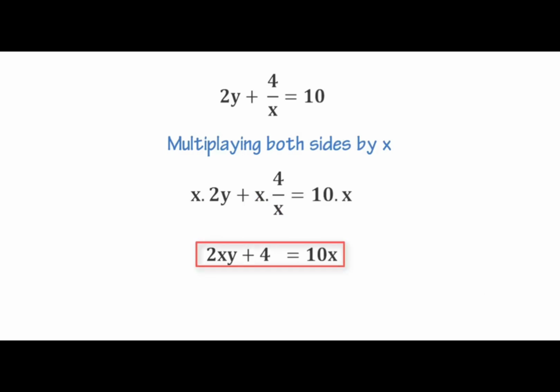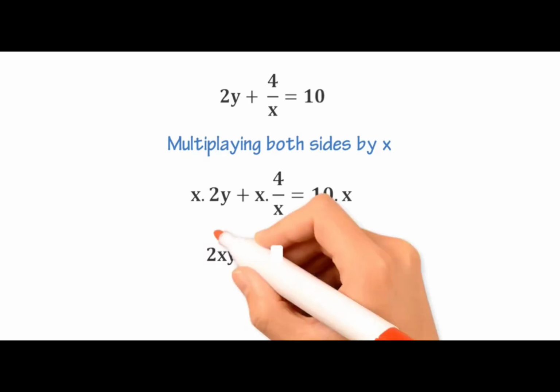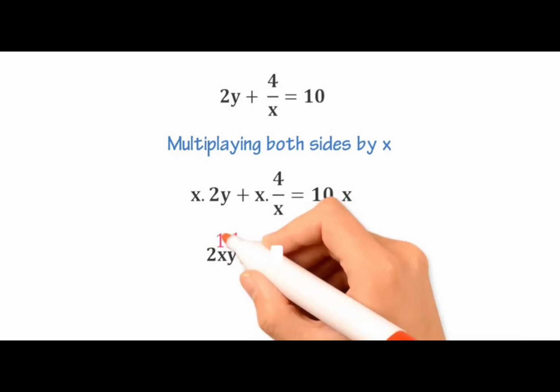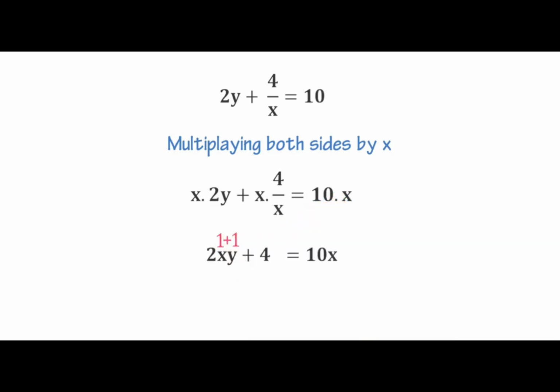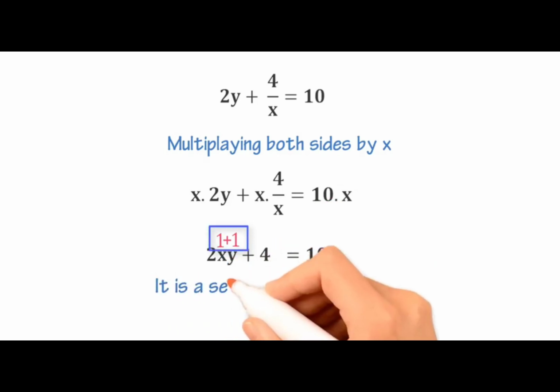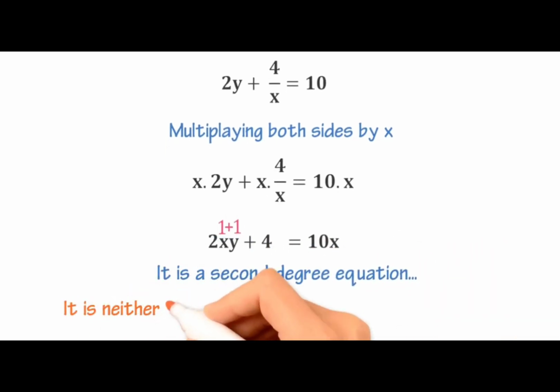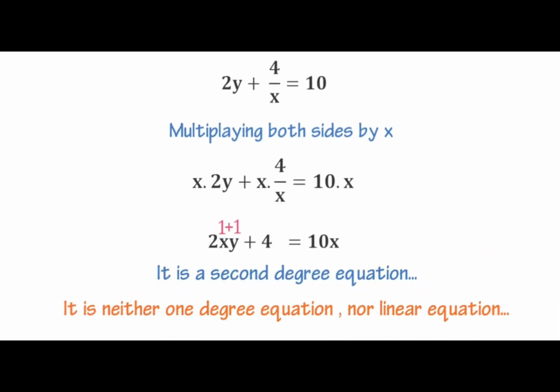Now, there are three terms in this equation. The power of variables in the first term 2xy is evaluated as follows. The power of x is 1. The power of y is also 1. Thus, 1 plus 1 equals 2. Hence, the highest power of the term is 2. So, it's a second degree equation. Therefore, it's neither a one degree equation nor a linear equation.